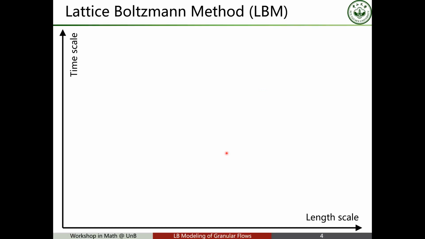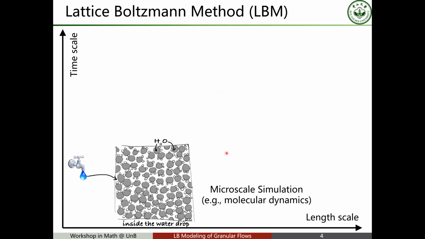To study this problem, we decided to do numerical simulations. We know that we can classify different techniques for fluid flow simulations according to the time scale and the length scale. For example, if we want to simulate a water droplet, this water droplet contains a lot of water molecules, H2O, and then we can track the movement of each individual molecule and the interaction among them. We can call this kind of method microscale simulations. One typical example is the molecular dynamics method.